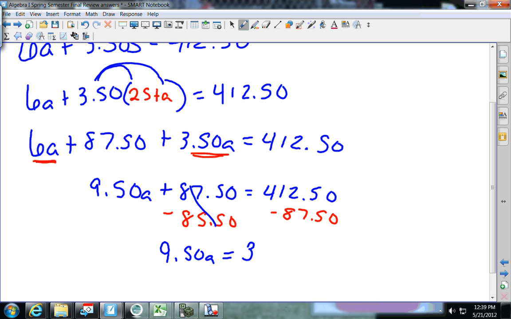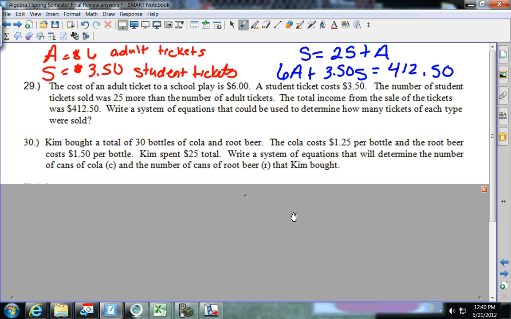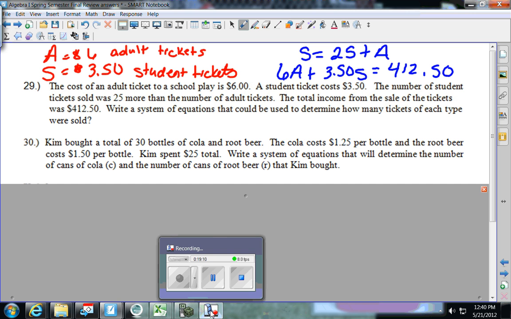325. You would divide by 9.50 to each side. So 325 divided by 9.50. Oh, that's why they didn't want to work it out. It comes up with 34.2, which you can't have a decimal one, so we'd have to talk about it roughly being 34 or 35. So on the other one, take a minute right here on number 30, and I want you to write a system so that you can solve this and find out if we wanted to find it out.